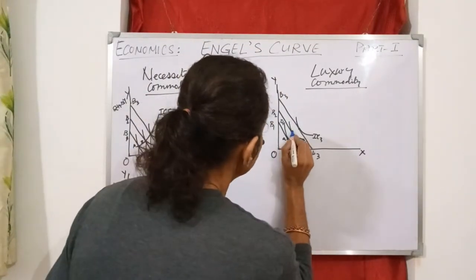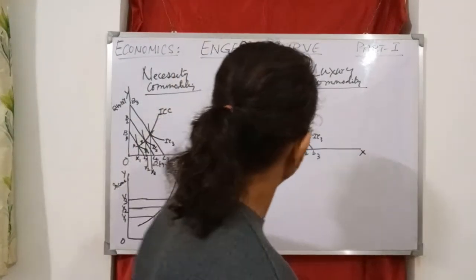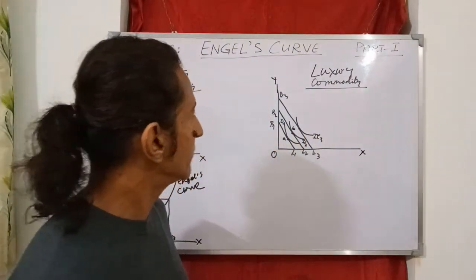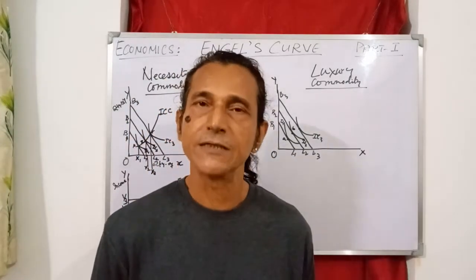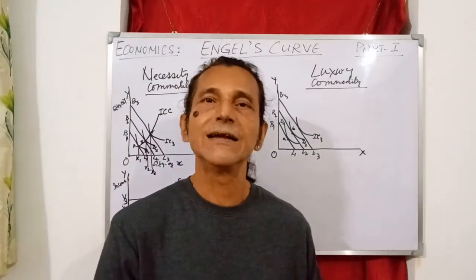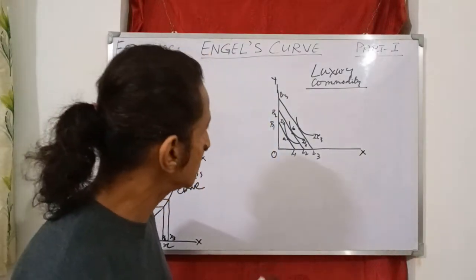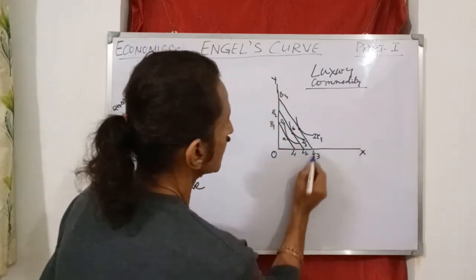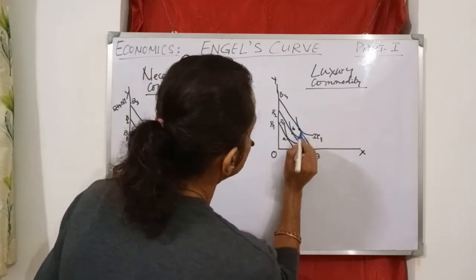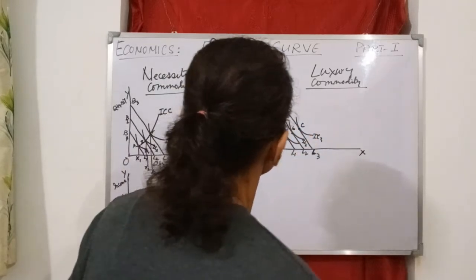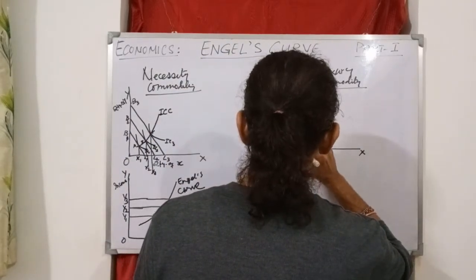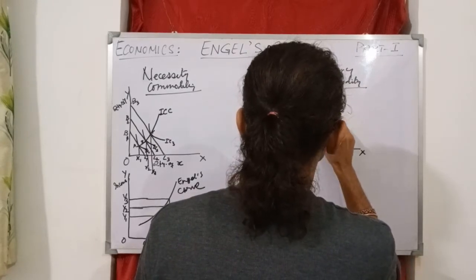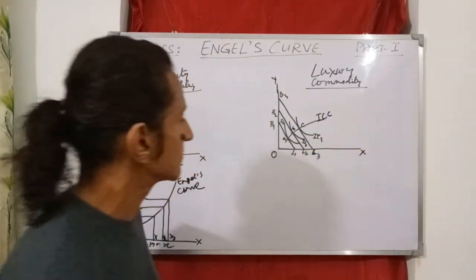Let this point be B. With further increase in income, the price line or budget line B2, L2 further shifts rightward parallelly to B3, L3 and the consumer moves to a higher indifference curve IC3 and then he is in equilibrium at the point of tangency between B3, L3 and IC3. Let this point be C. Now if we join these 3 points, we will get a curve like this, which is the income consumption curve.